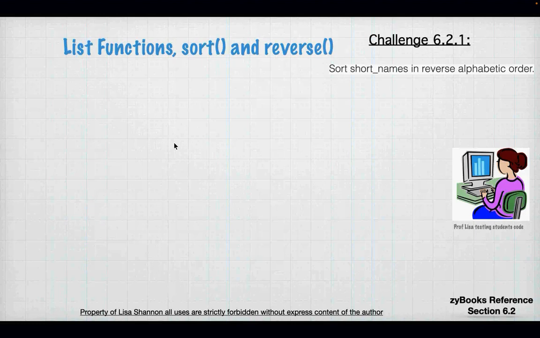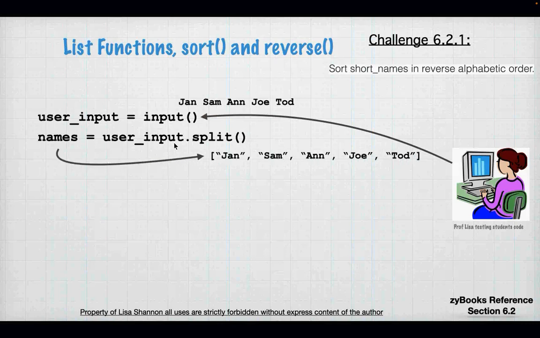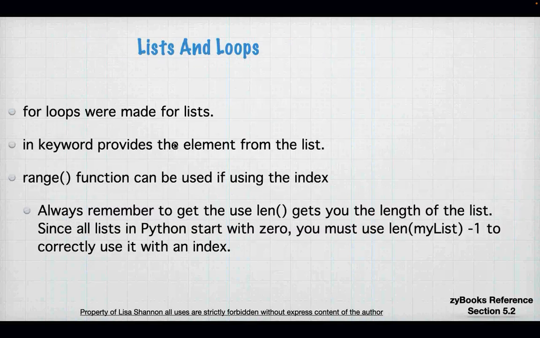Sort and reverse. Challenge 6.2.1, sort names in reverse alphabetical order. So I'm going to input a list: Jan, Sam, Joe, and Todd. Now you'll notice there are no commas, so this is space delimited. So when I split, I'm just going to say open and close parentheses because it assumes a space. So now I have a list with 5 elements. That list, if I'm going to do names.sort, is now going to put the names in the correct order. Then I'm going to reverse the sort and put the names in reverse alphabetical order. And that's it.